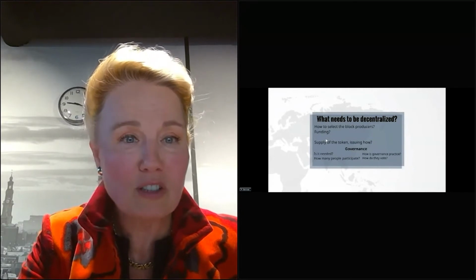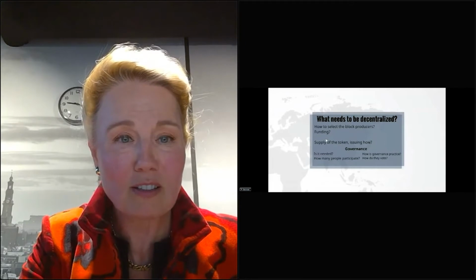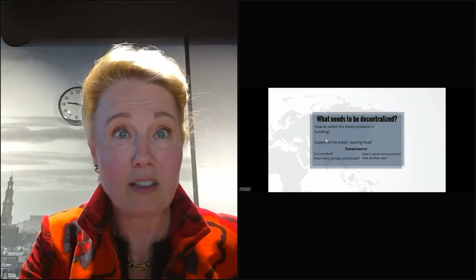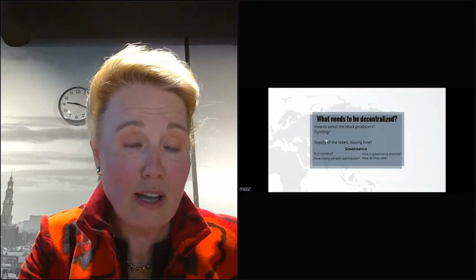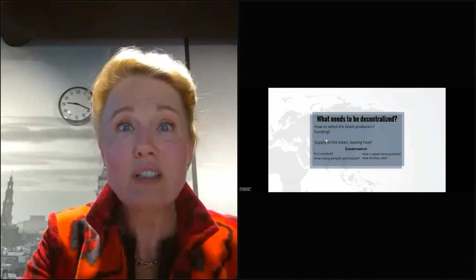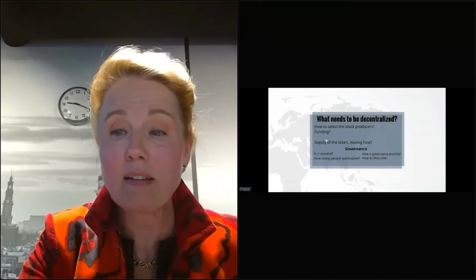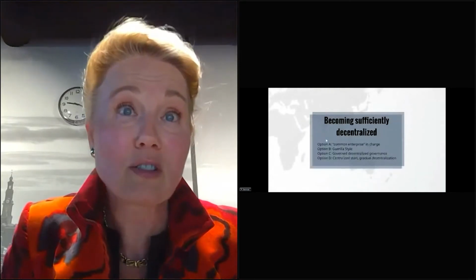But when it comes to decentralized blockchains, of course, governance is just as important. Who rules the show, basically? Who is issuing this token? What's the supply going to be? Is it limited? How do you select your block producers? All these things have to do with governance. And I think it's very important that we are aware that this basically means, are you decentralized or not?